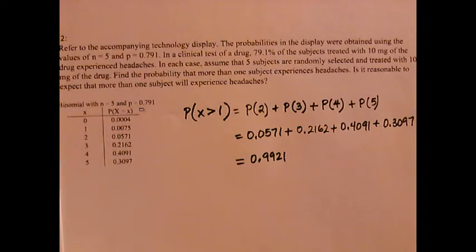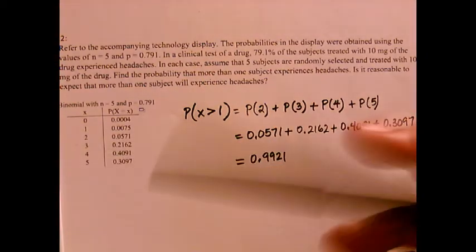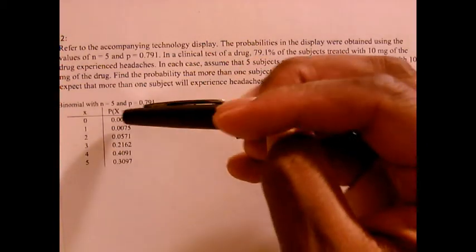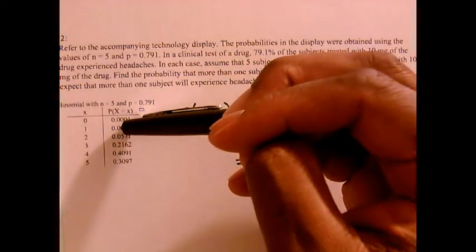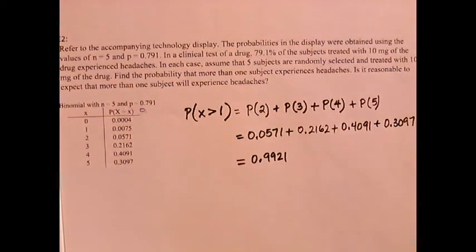Now, is it reasonable to expect that more than one subject will experience headaches? Okay. Now, the answer to that would be no. And the reason for that would be because if you add the probability of one person getting a headache and the probability of no one getting a headache, it'll be less than 0.05. And that would be unlikely.